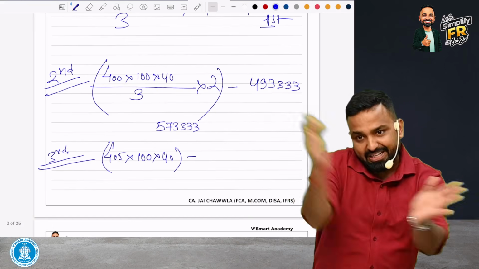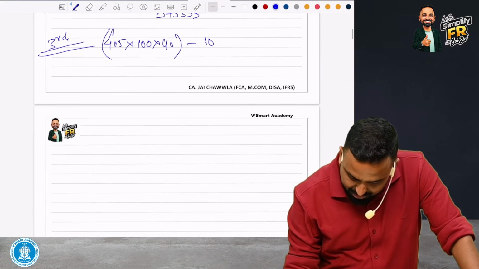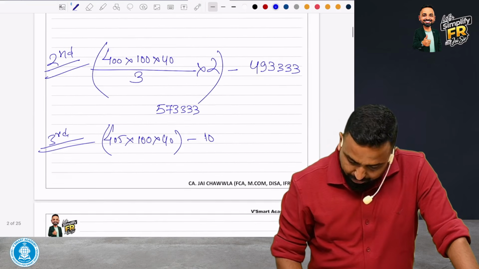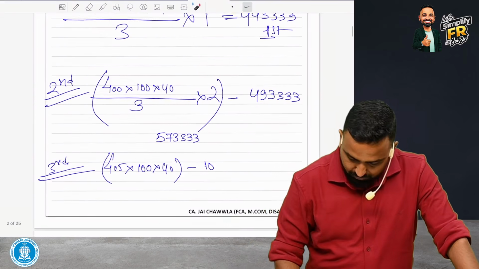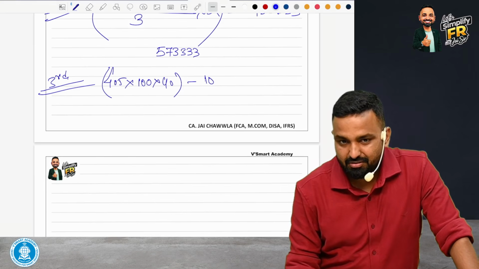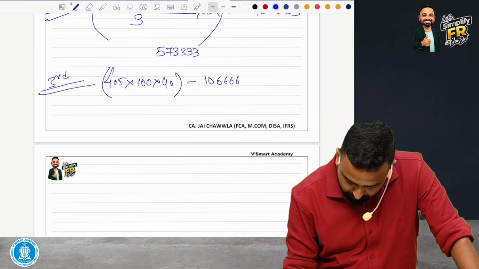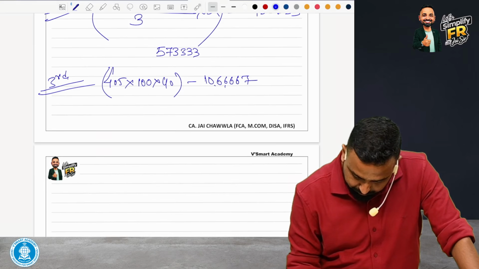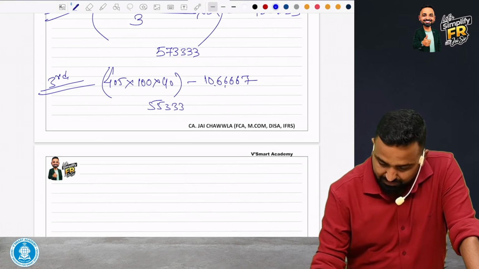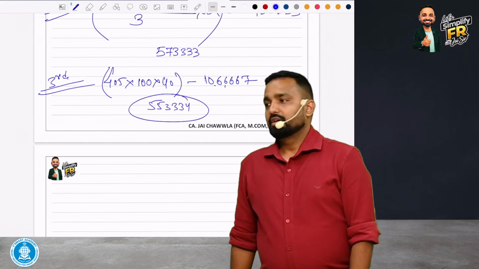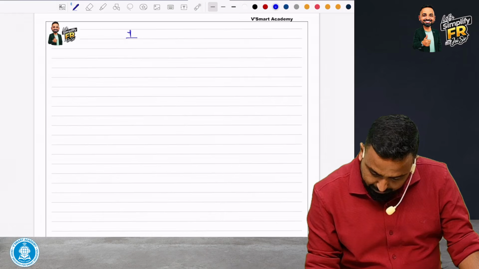Only second year or cumulative? Of course cumulative: first year, second year, overall. It was 10 lakh. Okay, do it. 493, 333, 573, 333. No, the cumulative one, please. 10 lakh. Now tell me. 5 lakh. 330. The third year expense. Understood or not? Tell me the entries. What entry will I do for the first year?